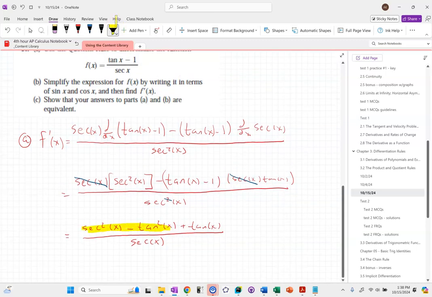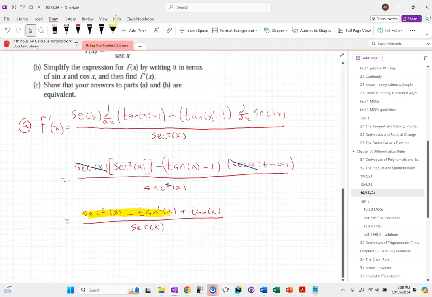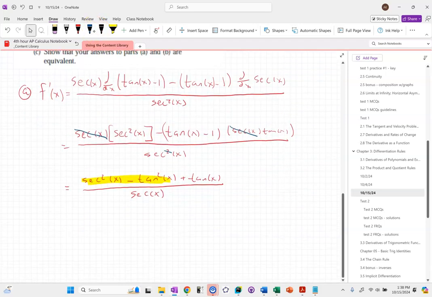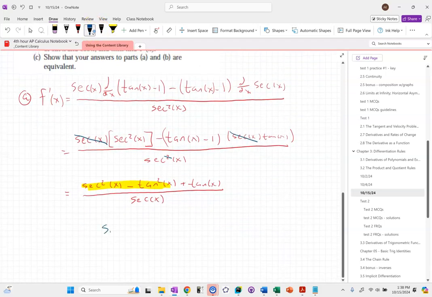Does this look familiar? That is a trig identity. So I know that most of us probably remember sine squared plus cosine squared is equal to 1. If I divide everything by cosine squared, I'm going to get tangent squared plus 1 equals secant squared.